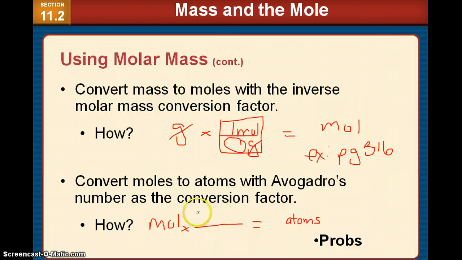So I have 6.02 times 10 to the 23rd atoms on the top, and 1 mole on the bottom, so that moles and moles cross out, and I'm left with atoms. So we're going to use that here in a second. We know this part from last section. We know that there too.